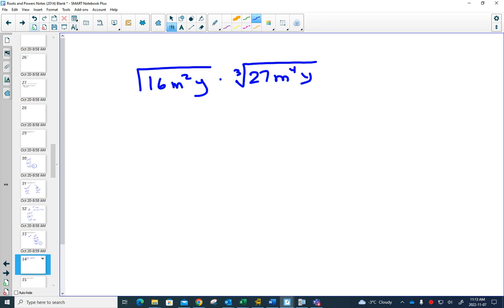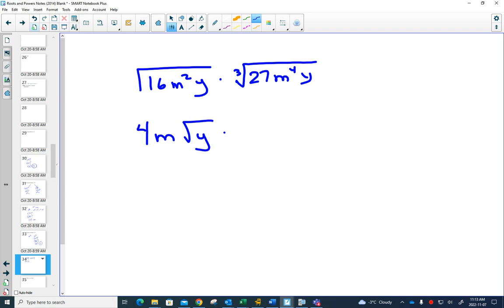So if I have a square root, I'm going to check the number. Can I simplify the square root of 16? Yeah. Can I bring a number out in front? That would be a 4. Can I simplify an m squared? That would be a number out in front. It would just be an m. But I can't simplify the y, so it would stay the square root of y.